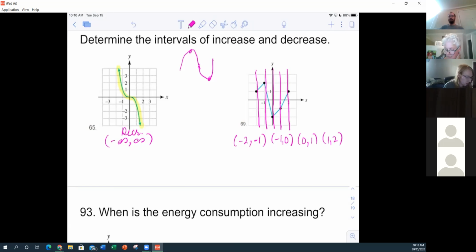Okay, so now let's talk about which one of those did I really not need? Can someone tell me which one I did not need to put a vertical line through? The 0, 1. Yes, this one right here.